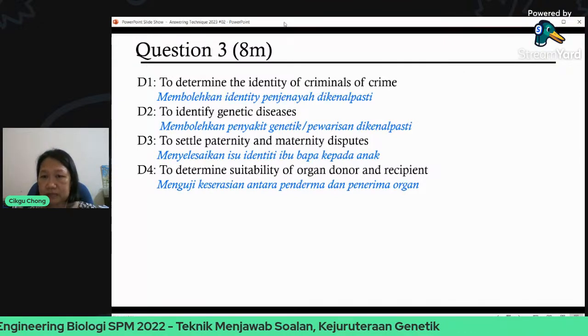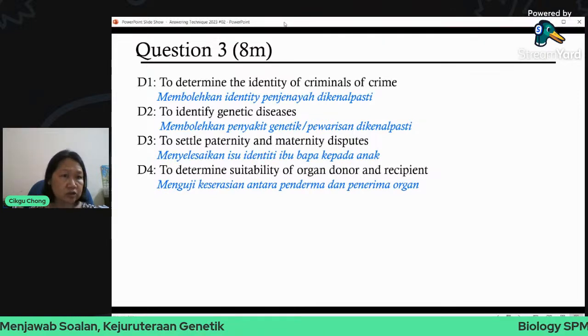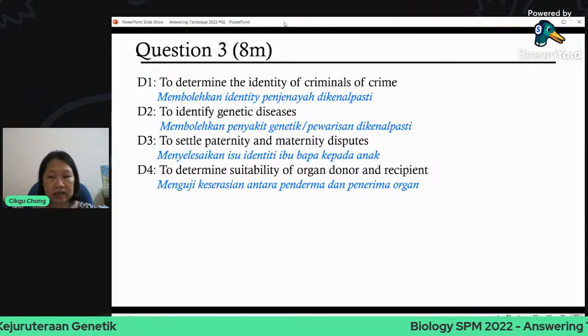Using that. Now, Devesh, good evening. All right. DNA, yes, for crime stuff. Not only for crime, so you see there's a few more things that you can do with DNA test.